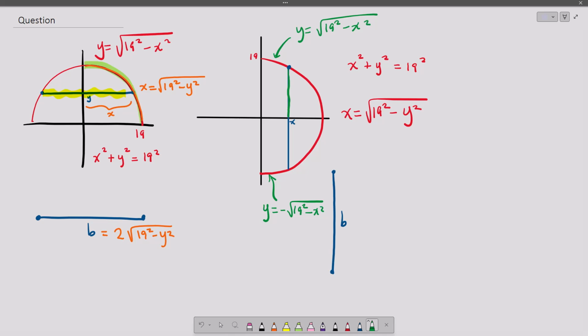If this distance is 2, and you want to go all the way down to here, you could double it and say, oh yeah, that distance is 4. Or you could say 2 minus negative 2 is also 4. So you can take the positive piece and double it, or you can take the positive piece and the negative piece and do the subtraction, ending up with the same result, doubling that top piece. So same idea here. Our base is going to be 2 times that.